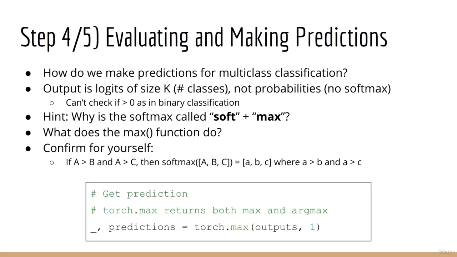Therefore, we just need to pick which of the k outputs has the maximum value and not worry about them being probabilities or not. In PyTorch, this is accomplished with torch.max, which returns both the maximum value and its index. And because we're doing classification, we're actually interested in the index and not the value itself.